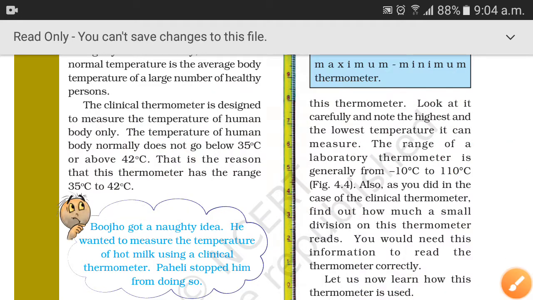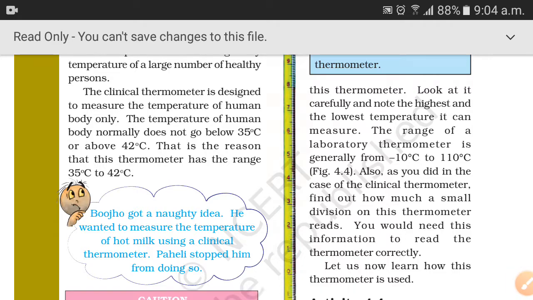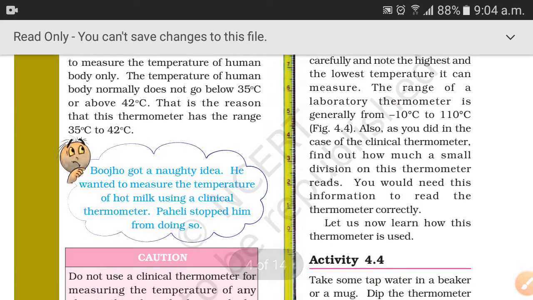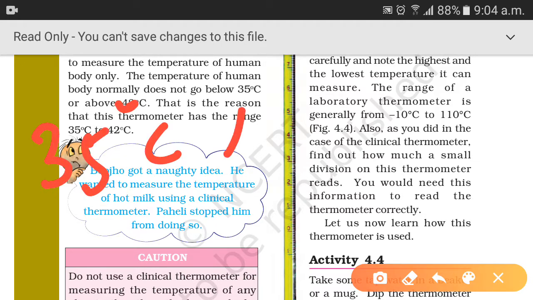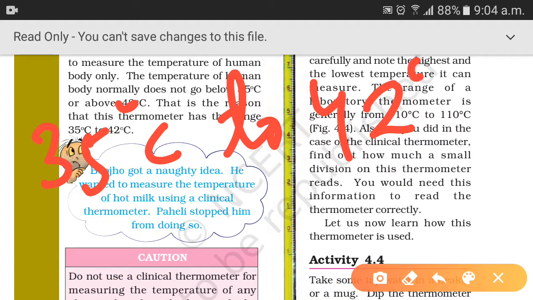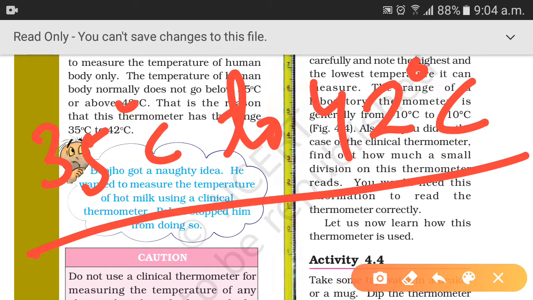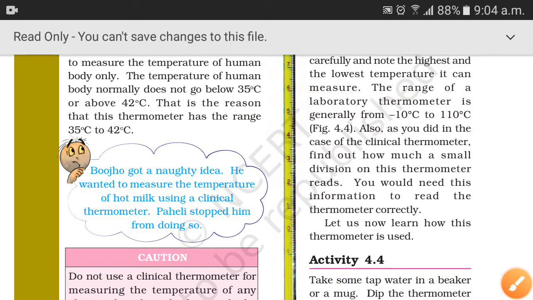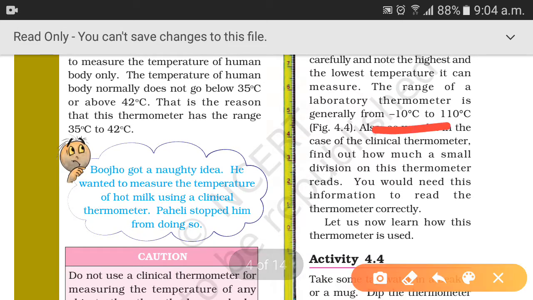Okay. Now also, as you did in the case of the clinical thermometer, what is the range of the clinical thermometer? Yesterday we studied that the range of the clinical thermometer is from 35 degrees Celsius to 42 degrees Celsius. And the range of the laboratory thermometer is from minus 10 degrees Celsius to 110 degrees Celsius.